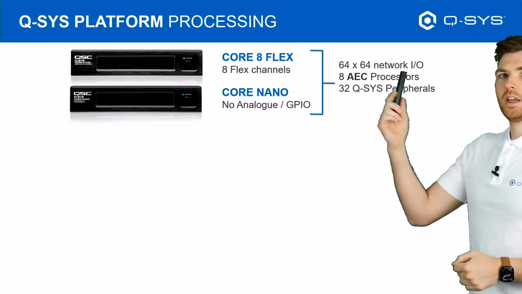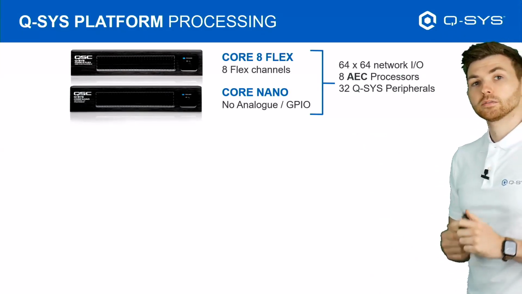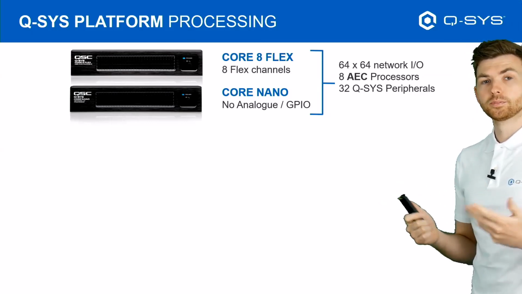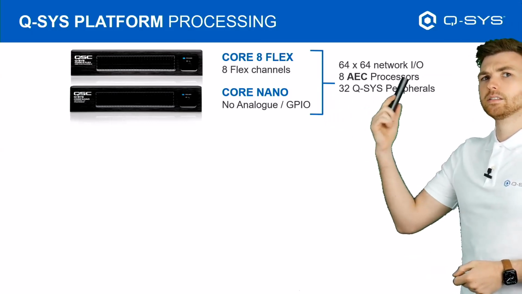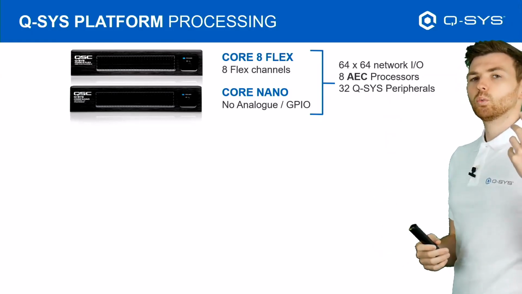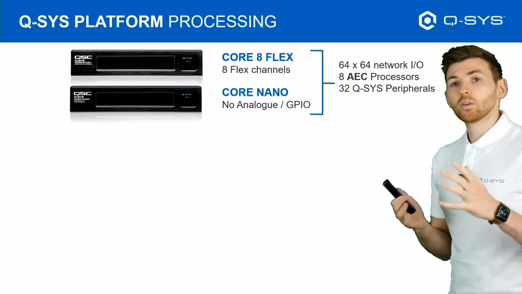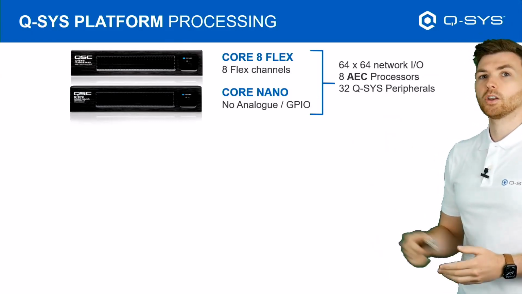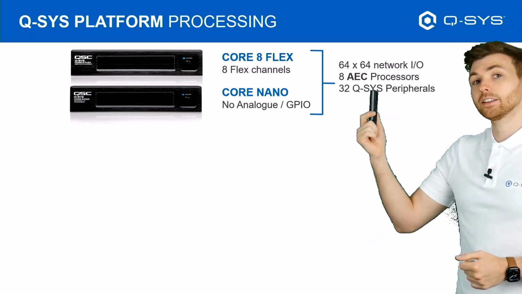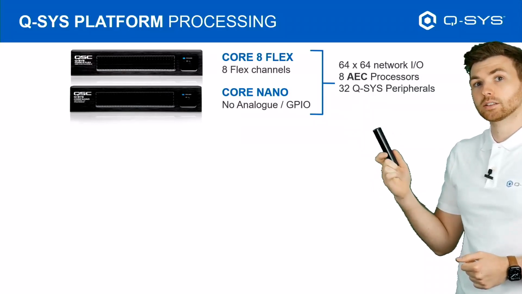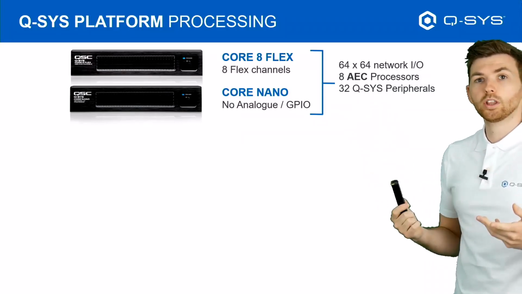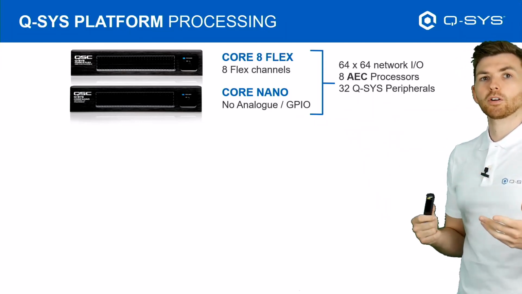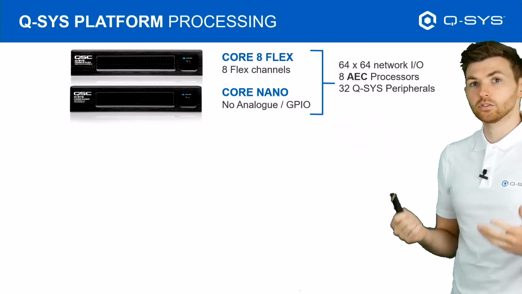You can see here, both of these have 64 channels, inputs and outputs of network I/O. They can do 8 AEC processors. Well, what does that mean? Well, one way you can measure processing performance is by looking at this number, okay? Now, this is because acoustic echo cancellation, that's what that means. That's an audio bit of processing, and it's one of the most complex bits of audio processing that a core is ever going to do.